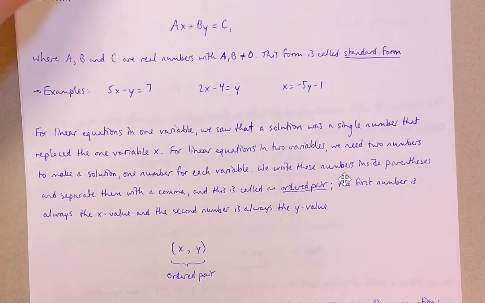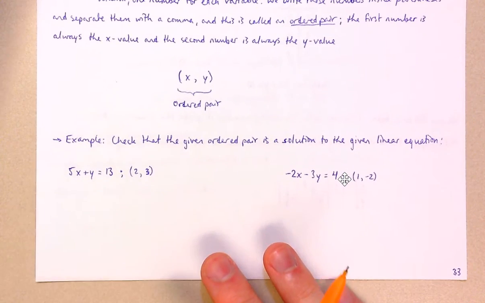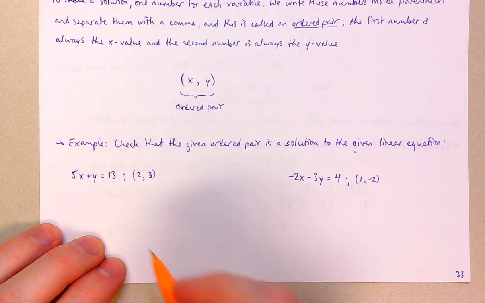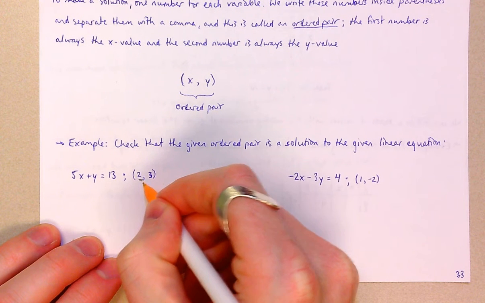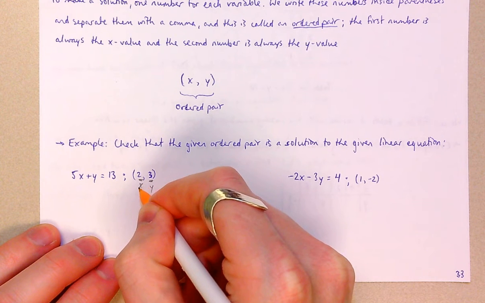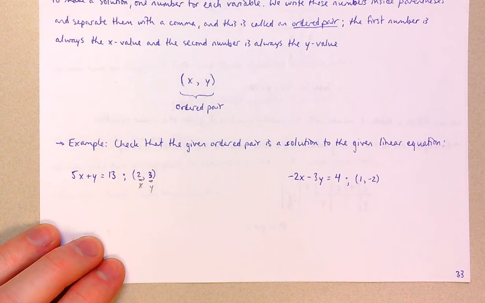So we'll start off easy, start off slow. We're going to check that the given ordered pair is a solution to the given linear equation in two variables. We'll check to see if it is or if it is not. So 5x plus y equals 13, and our ordered pair is 2 comma 3. So once again, the first number written is always for x. The second number that's written is always for y.